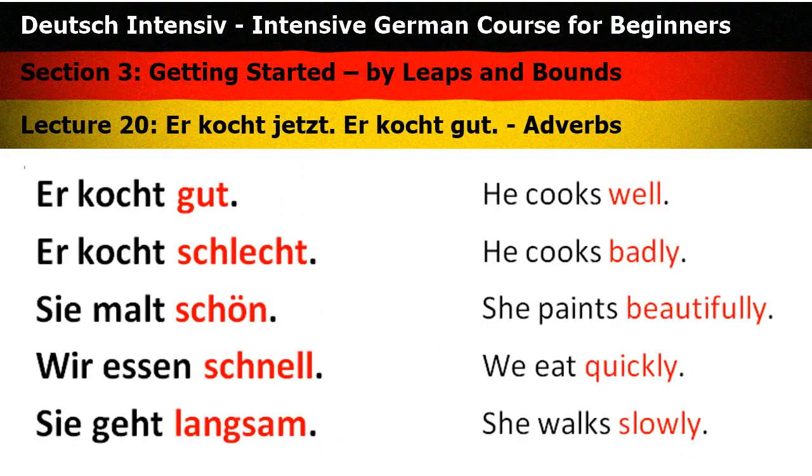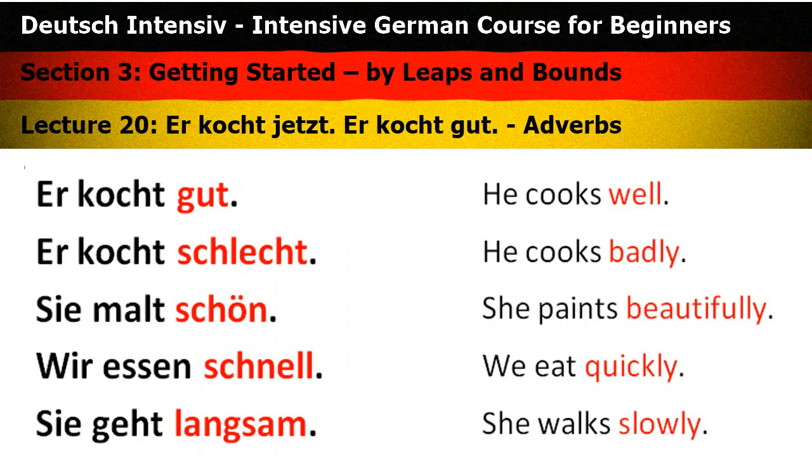Now, how do we make adverbs? Adverbs in German have the same form as adjectives. They don't take any special ending, like -ly in English: beautiful, beautifully; quick, quickly; slow, slowly. So if we say schön, it means both beautiful and beautifully. Schnell means quick or quickly.